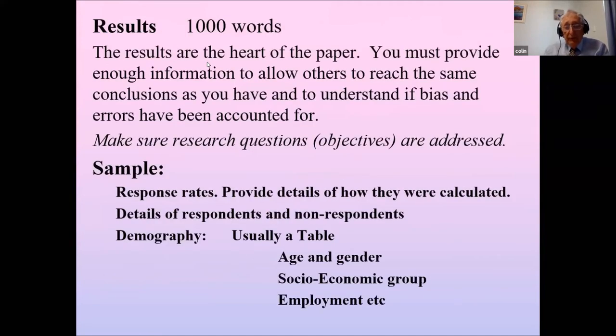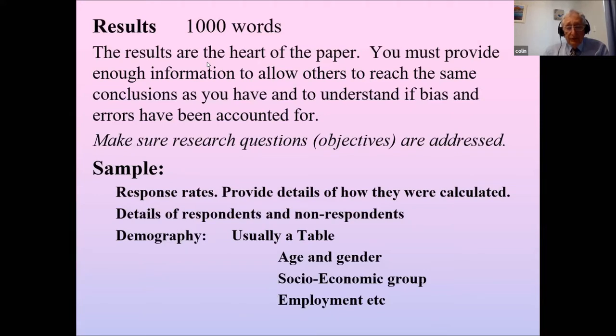The results are the heart of a paper, about 1,000 words. You've got to provide enough information to allow others to reach the same conclusions as you have, and to understand if bias and errors have been accounted for. Make sure your research question has been answered. Don't answer a different research question.